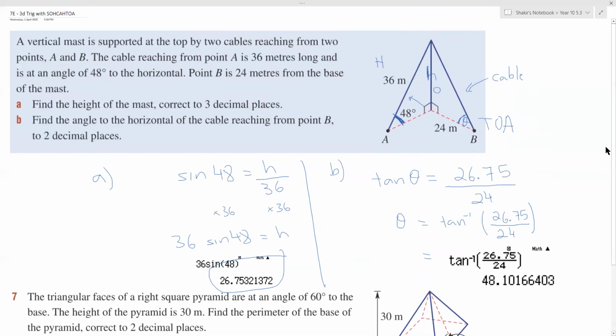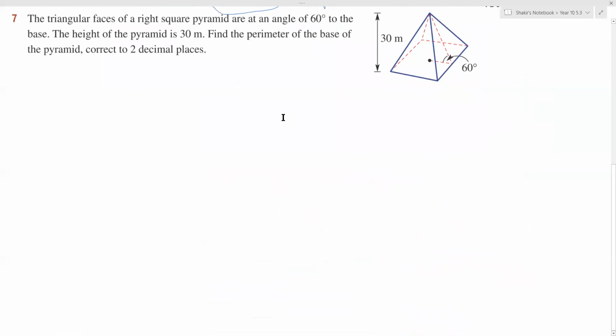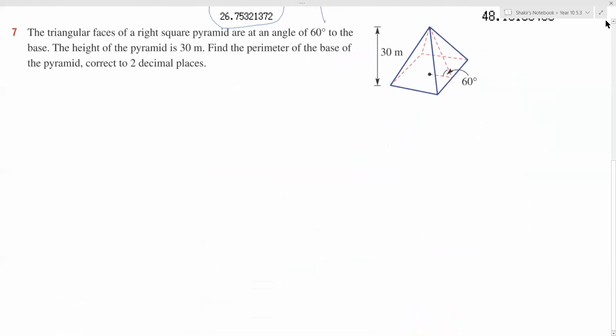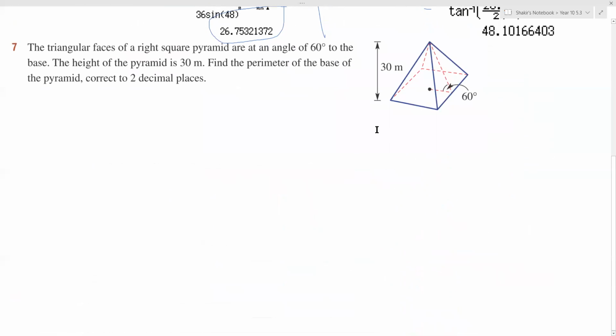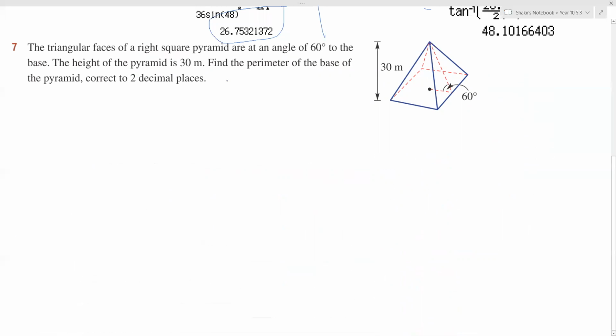And this is the first question from the problem solving section. Triangular faces of a right square pyramid are at an angle of 60 degrees to the base. Okay, and they have illustrated this over here. The height of the pyramid is 30 meters. So when we're talking about the height, we are talking about from the tip to the base over there. That is 30 meters, and they've actually labeled that over there. Find the perimeter of the base of the pyramid corrected to decimal places.